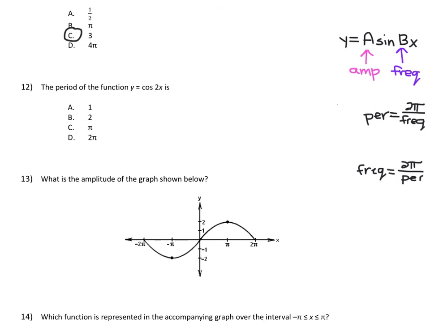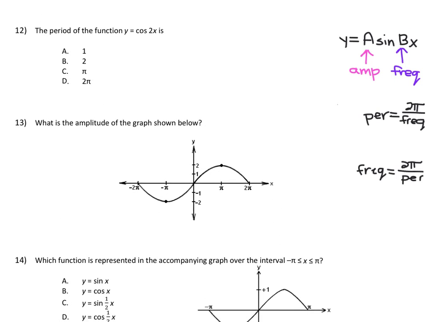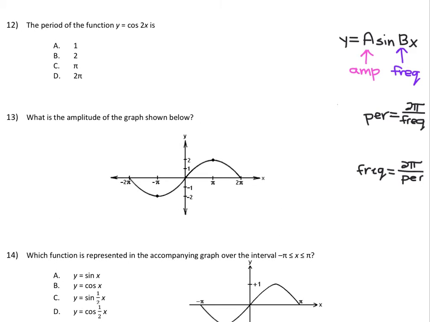Okay, number 12. They want to know the period of the function. So whenever we see the period, we're going to use this formula right here. Period equals 2 pi divided by frequency. So if I do 2 pi divided by, well, we know the frequency is the number that's in front of the x. So here there's a 2 in front of the x. So I'm going to take the 2 pi and divide it by 2. So these 2's cancel off, leaving us with just pi. So letter C is our answer.